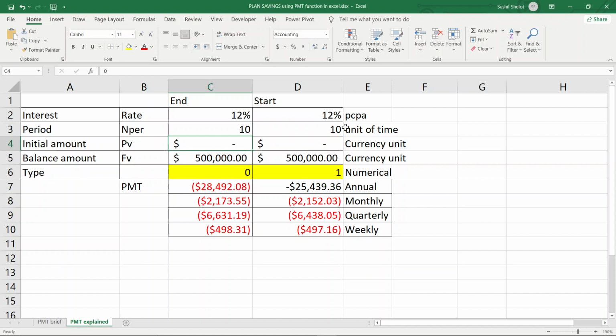Decide your target value, the balance amount what you require after what period, and what is the best interest rate that you can invest in. And you can decide if you wish to pay the savings at the beginning of the tenure or at the end of the installment frequency.